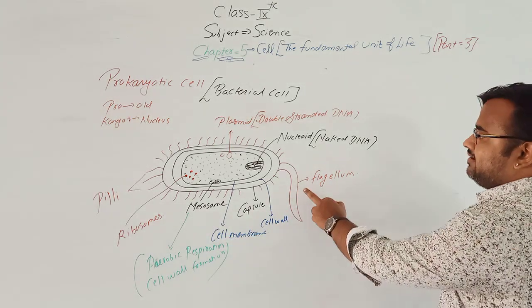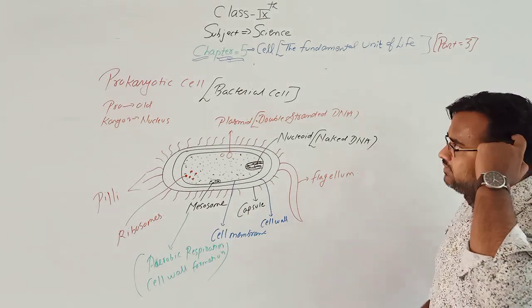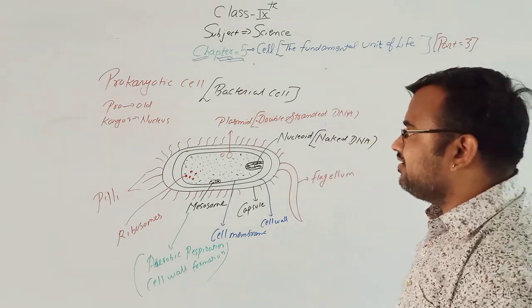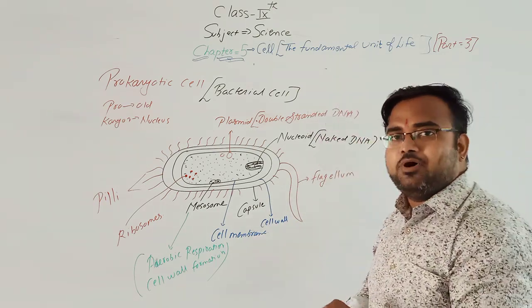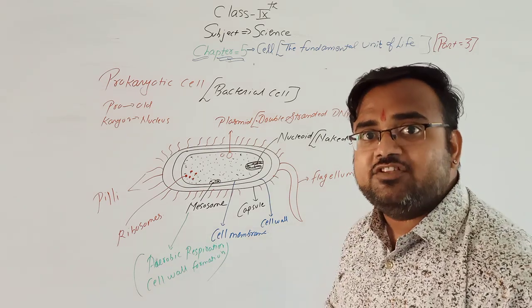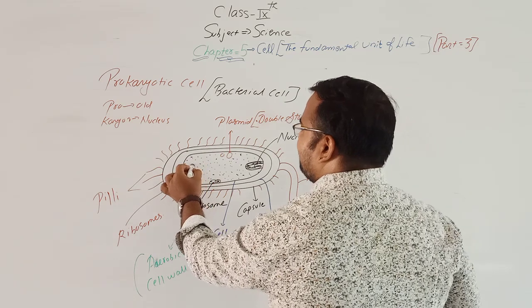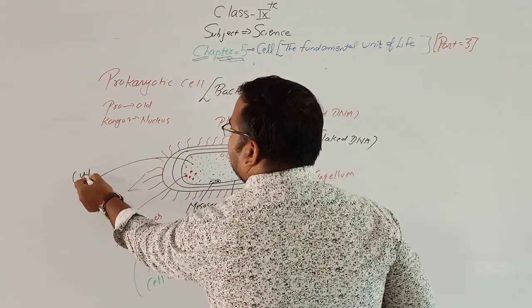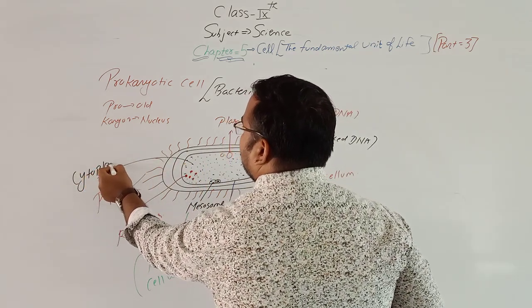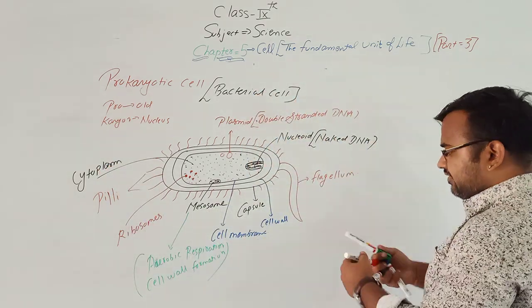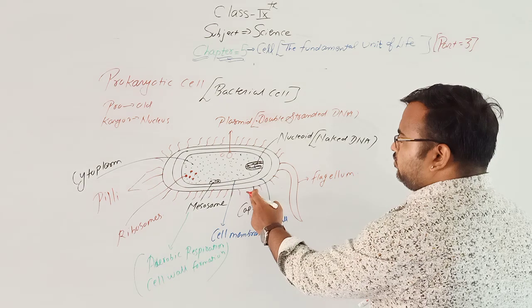And the tail structure is known as flagella. Okay, this is the basic structure of the prokaryotic cell. And one more important thing: the liquid material which is present inside the cell membrane is known as cytoplasm.